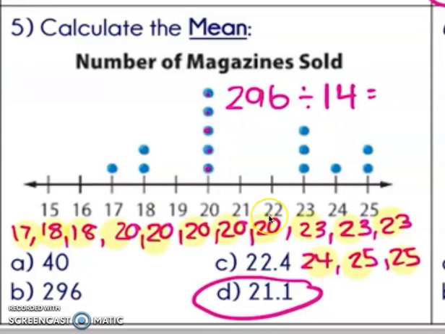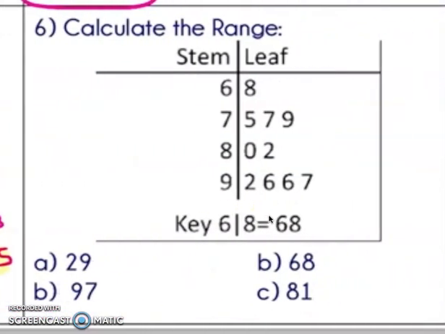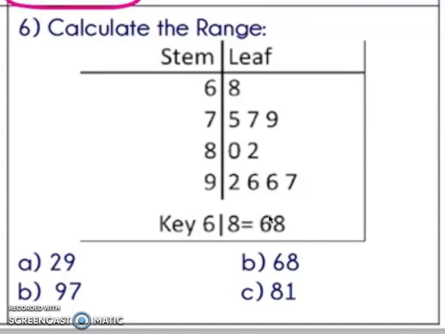Okay, and then our last one, number 6. Number 6 is a stem and leaf plot, and it is about range. To find the range, we already did a range question, but it was on a box plot. So what we're going to do is calculate the maximum minus the minimum. And we learned about stem and leaf plots yesterday. So we know that this one, 6 line 8, is a 68. Okay. So our minimum is a 68 and our maximum is a 97.